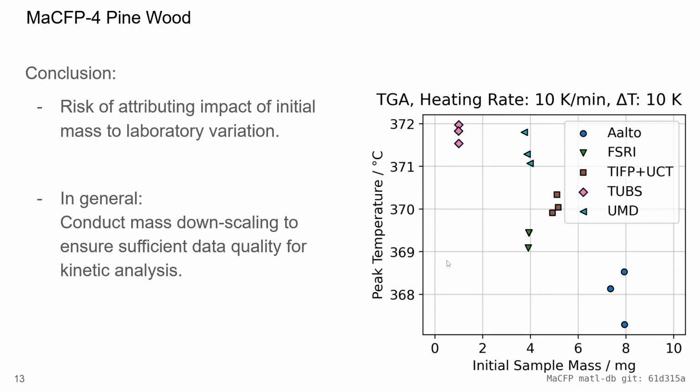In conclusion, if we compare peak temperatures between laboratories without accounting for the initial sample mass, we risk attributing part of this effect to laboratory variation. More generally, mass downscaling helps to ensure that TGA data are of sufficient quality for thermal analysis. That, in turn, allows for more meaningful comparison between laboratories and apparatus designs.